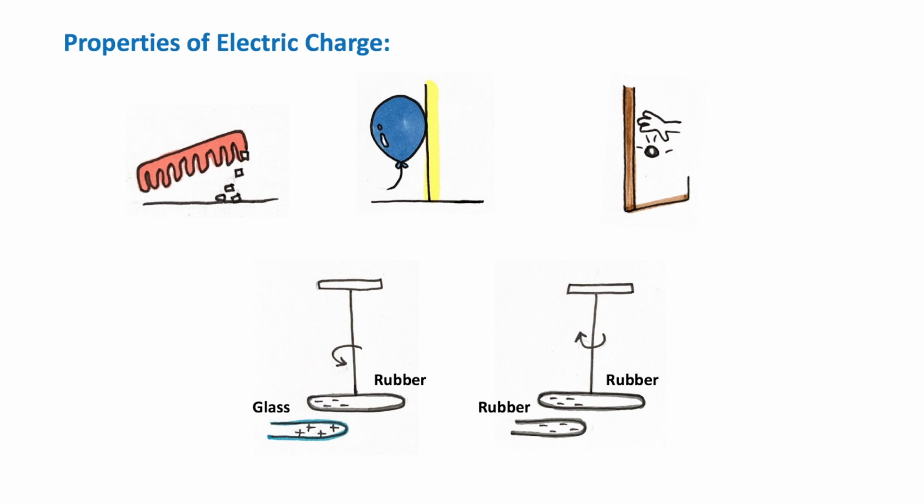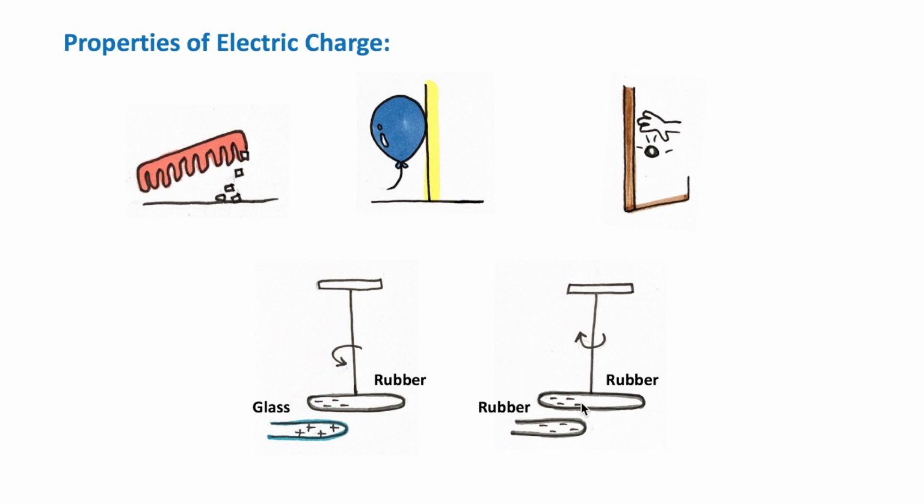Suppose you rub a rubber rod with fur and you rub a glass rod with silk, and you bring them close to each other, as you can see here. Then the two rods will attract. While if you rub two rubber rods with fur or two glass rods with silk and you bring them close to each other, they will repel.